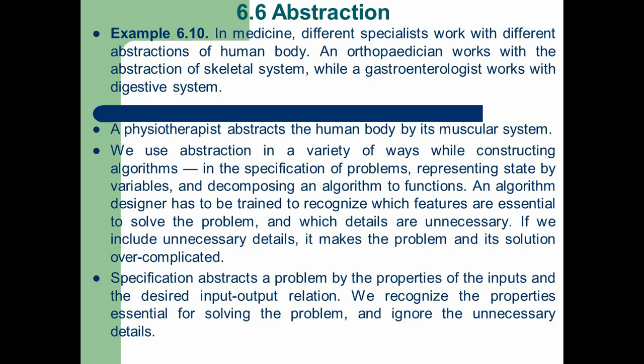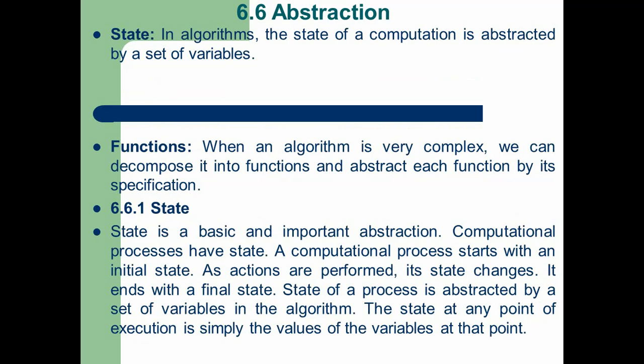So next we see the important steps in abstraction. Number one, state and function. What is state? In an algorithm, the state of computation is abstracted by a set of variables. Function: when an algorithm is very complex, we decompose it into functions and abstract each function by its specification. These two topics we already discussed in the previous session of the video, where we learned the state. Now we will discuss the same thing.